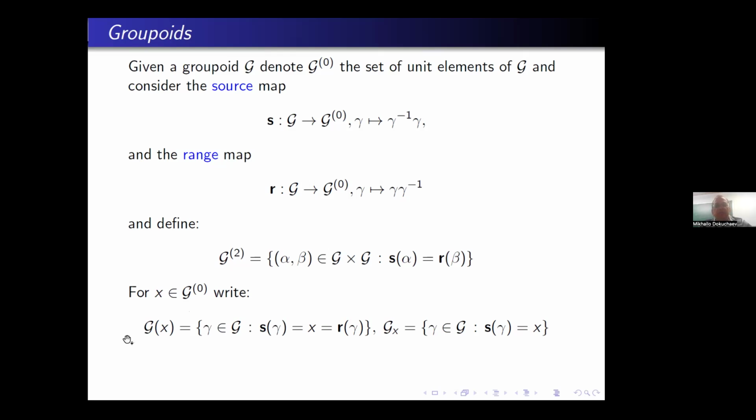Also, we will use two important subsets. The first one are those morphisms, which we can also see as arrows, those arrows which go out from a vertex and come back to the same vertex. They form a group which we call the isotropy group of the vertex X. Also, another set: all arrows going out from X. So obviously the isotropy group of X is a subset of this second set.